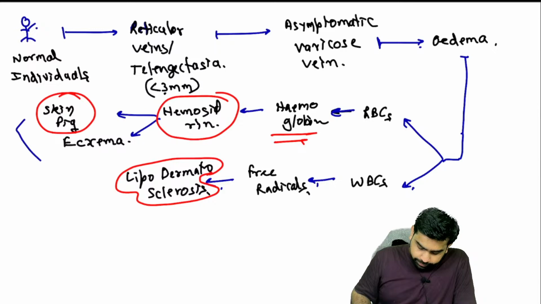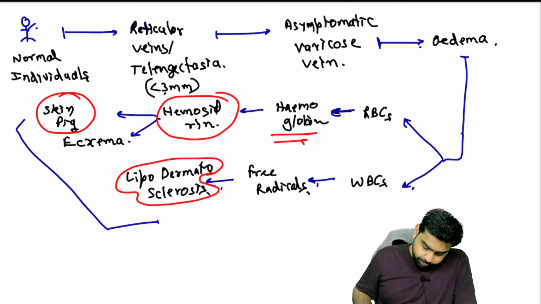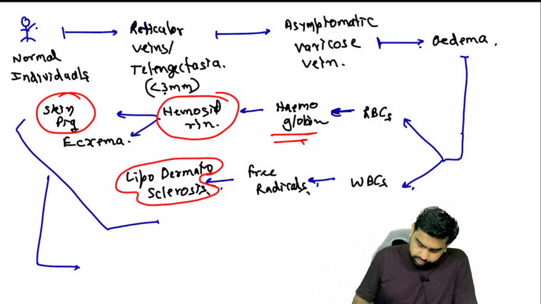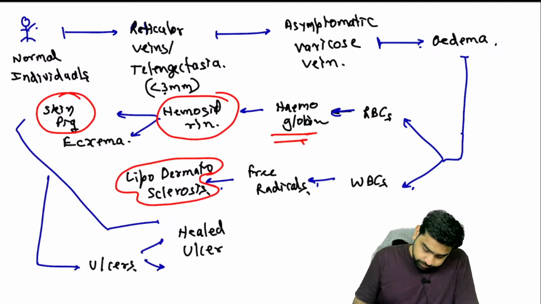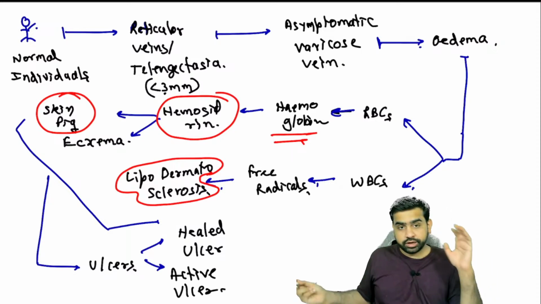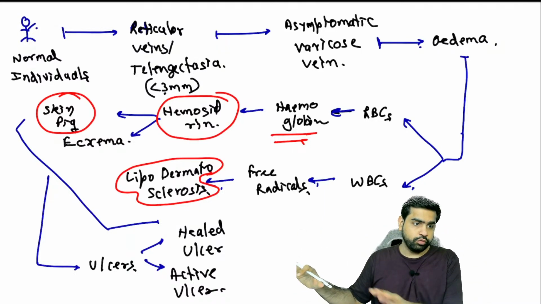Over a period of time, the skin may become weakened and lose its quality. And over a period of time, the patients can develop ulcers, and these ulcers can be either a healed ulcer or an active ulcer. Do you understand this point? So this is how the disease of the varicose vein can progress over a period of time, right?